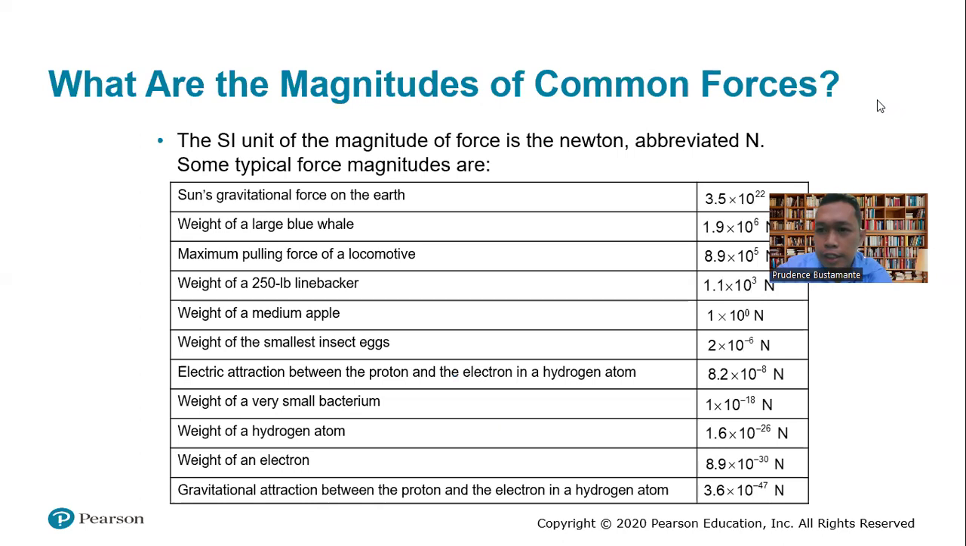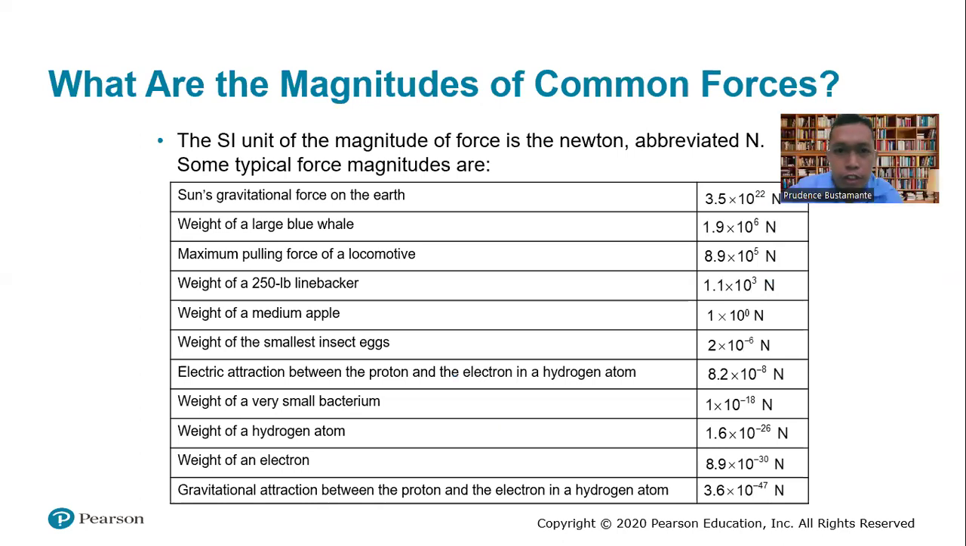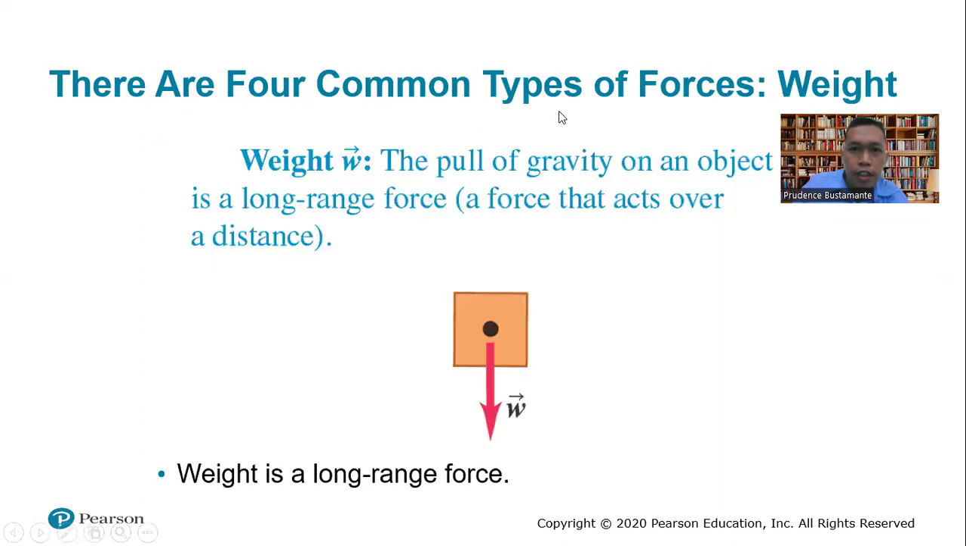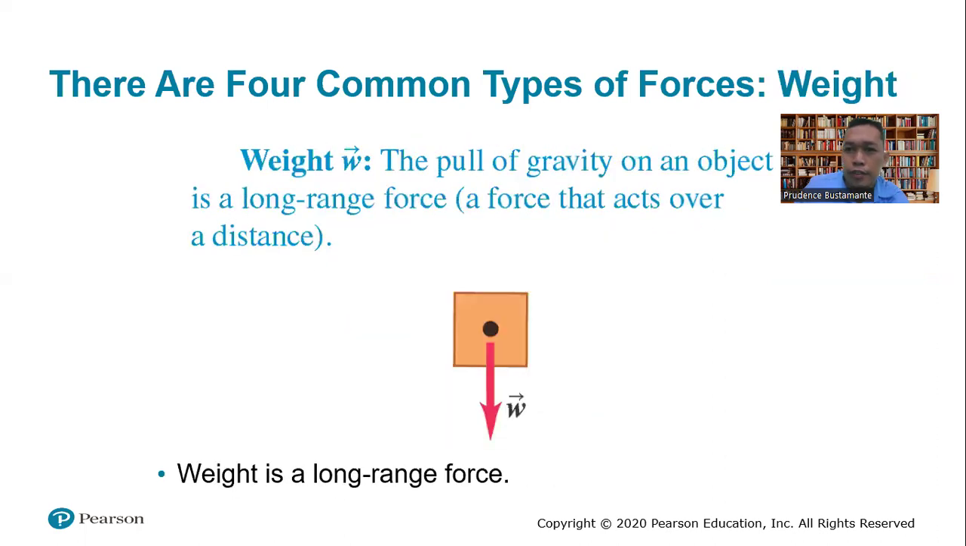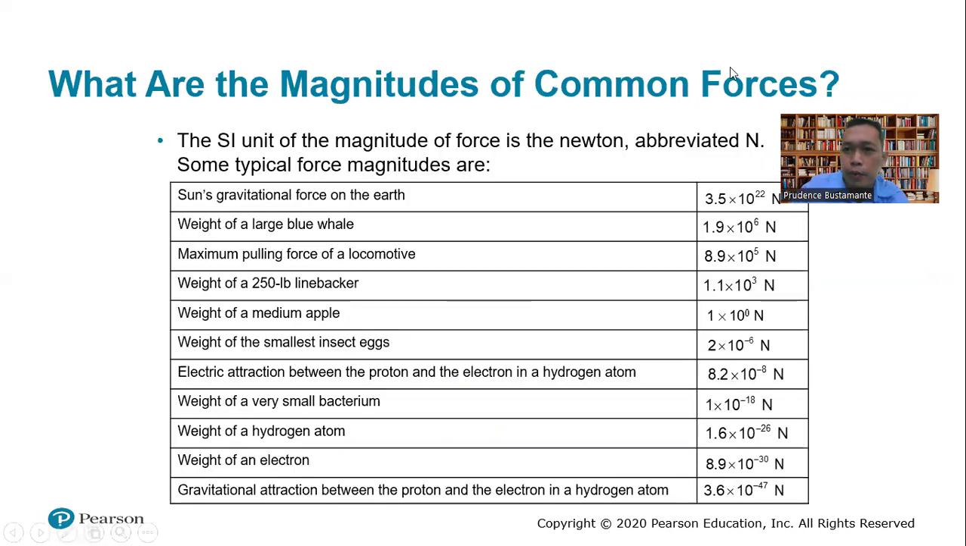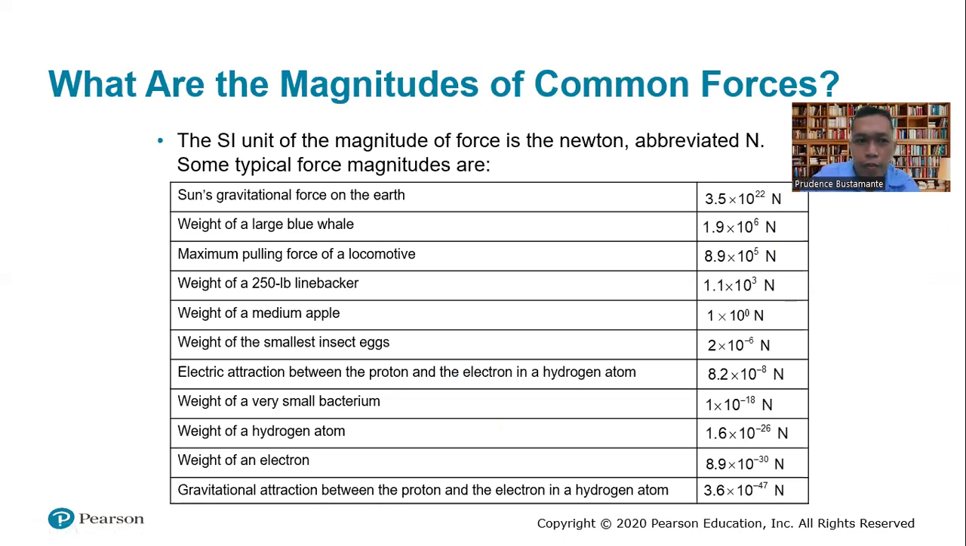So those are the four common types of forces: normal force, friction force, tension force, and weight force. Next, the common magnitudes of the different kinds of forces.